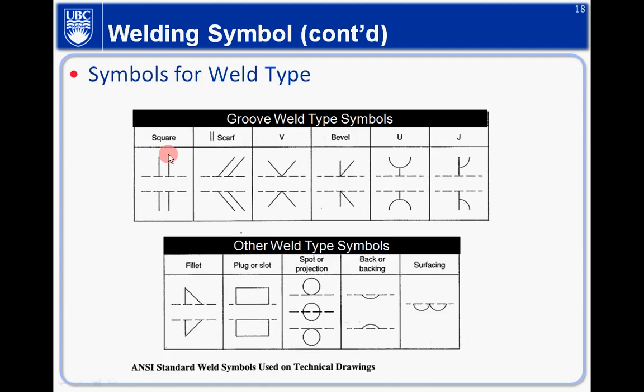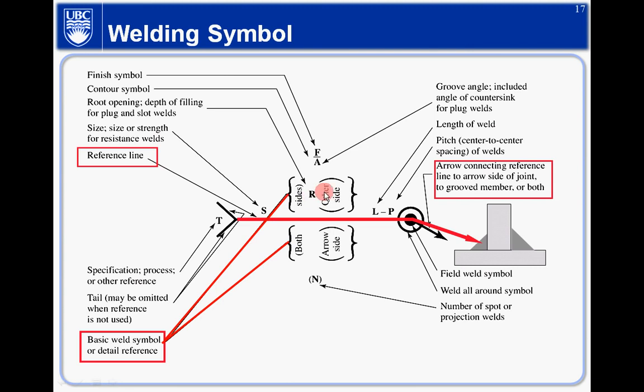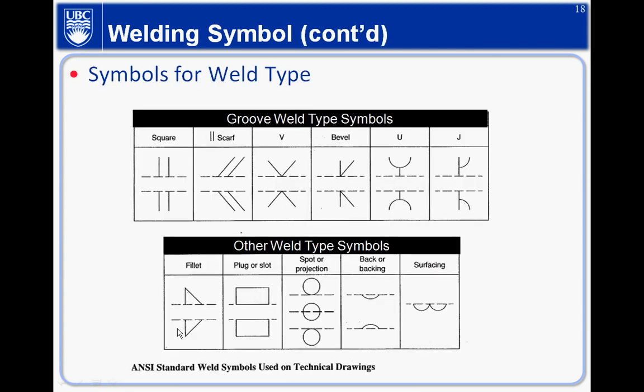For example, you will probably see this fillet symbol. This is the most common thing at the top or the bottom. Basically, you might see a triangle here and then another triangle at the bottom, right? What that tells you is this is a fillet weld. So those are basically different symbols.